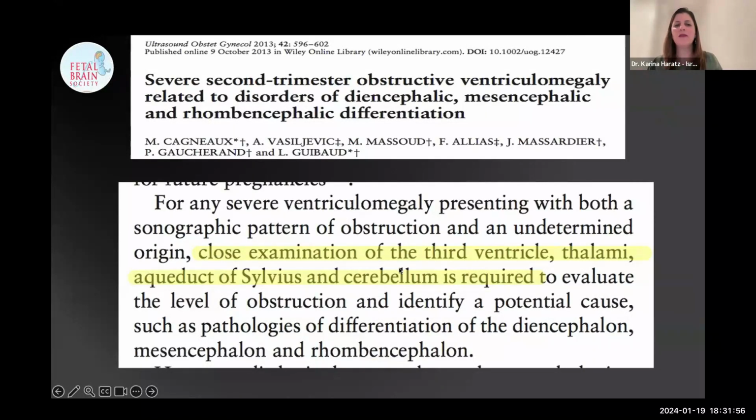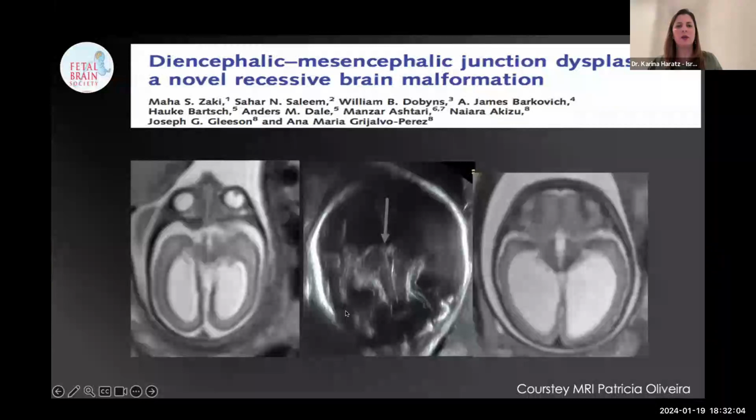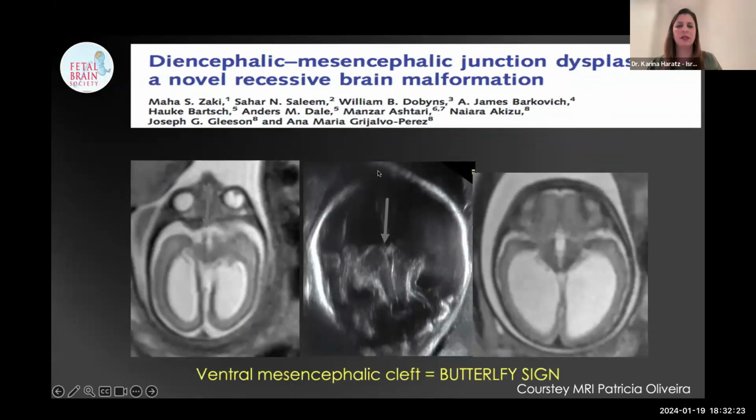And we need to have a close look at the level of the third ventricle, thalami, aqueduct, and cerebellum in order to be able to diagnose the abnormalities that involve the diencephalic and mesencephalic junction dysplasia. It was described also by the group of Professor Dobbins, also from the group from Professor Guibault, and also from the group of the Italians, Marisavina Severino.